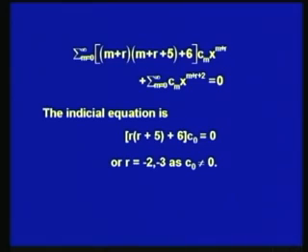Again we will put the coefficient of the lowest power of x to 0. The lowest power of x that occurs in this equation is r. So we put the coefficient of x to the power r to 0. We will get r into (r plus 5) plus 6, into C naught equal to 0, which gives us the two values of r as minus 2 and minus 3. Clearly minus 2 is greater than minus 3, and the difference of minus 2 and minus 3 is 1, which is an integer.